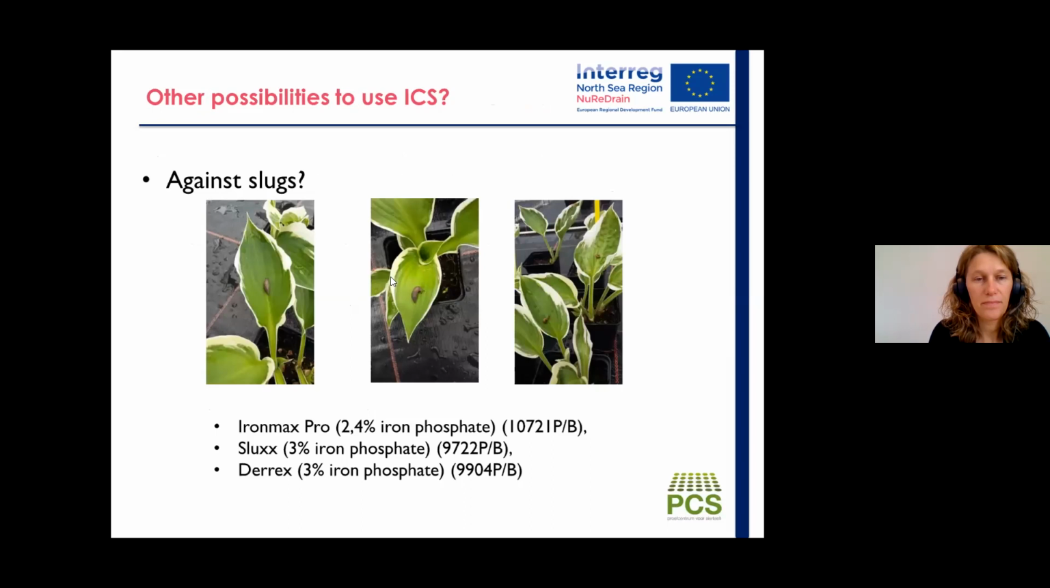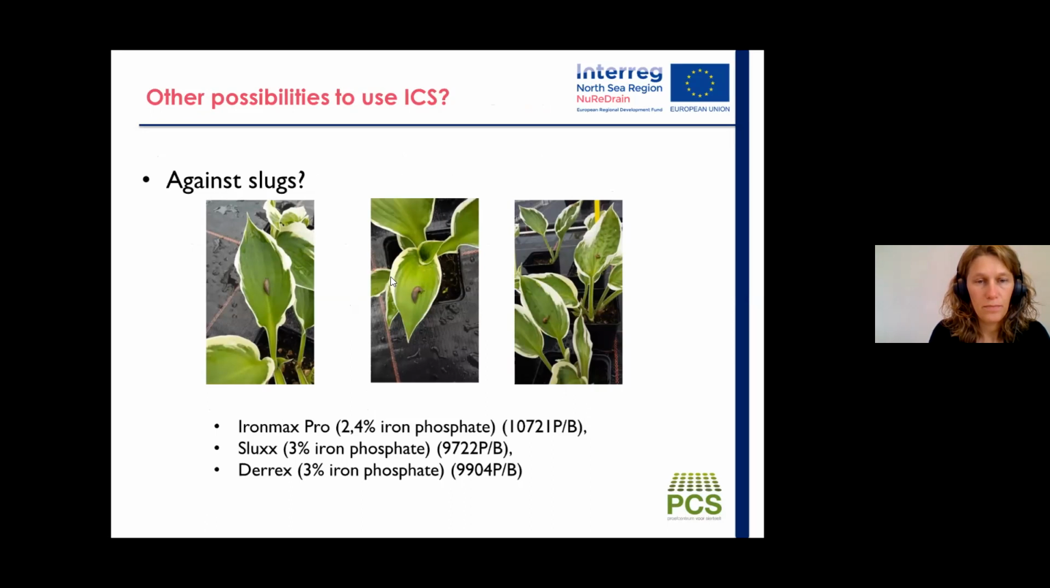So we had to look at other possibilities since it's so difficult to desorb the P. It is possible, but in a chemical way, and Nico will tell more about it in the next webinar. But we looked further at other possibilities to use the ICS.